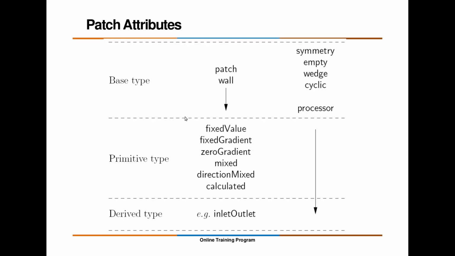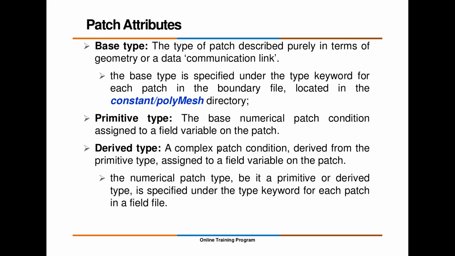So base numerical conditions, that means fixed value, fixed gradient, zero gradient, mixed, are called the base numerical type of the patch conditions. And derived type: complex patch condition derived from the primitive type. Either derived from the fixed value, derived from the gradient, or derived from the mixed type of the primitive type. So that goes under the derived type of the conditions. And it is also assigned on the patch type of condition as a base.